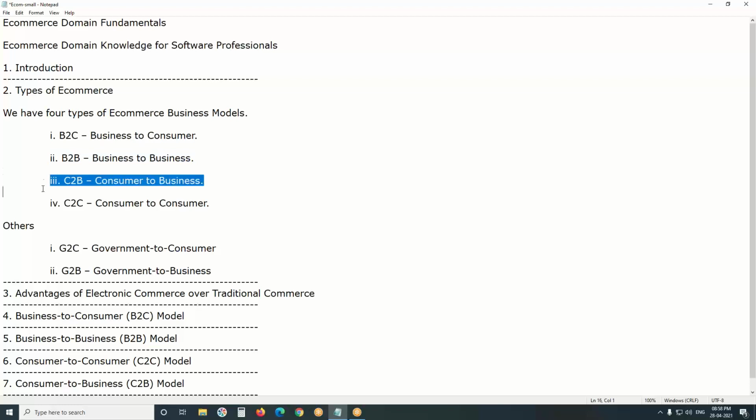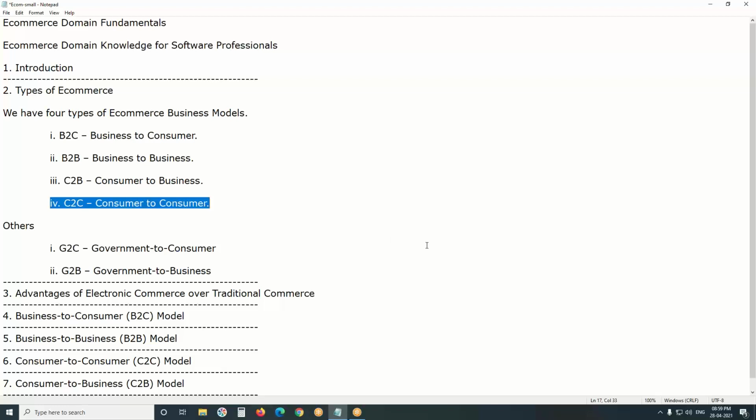Next, C2B, consumer to business. C2B businesses allow individuals to sell goods or services to companies. In this e-commerce model, a site might allow customers to post the work they want to be completed and have businesses bid for the opportunity. Next, fourth one, C2C, consumer to consumer.